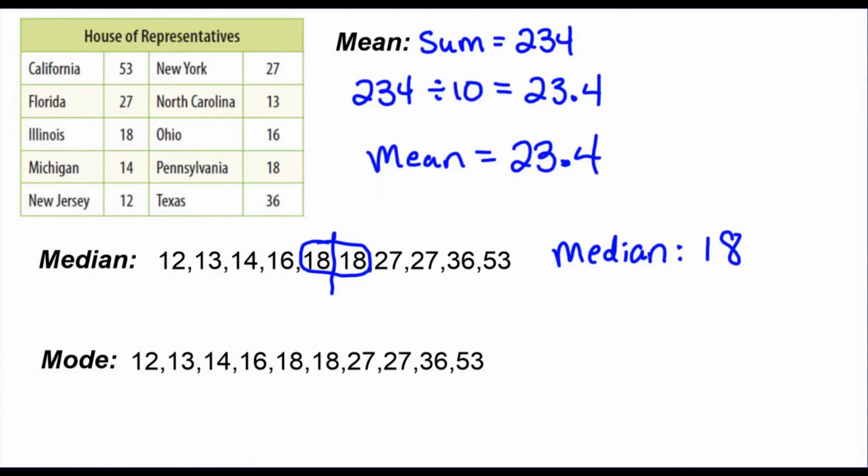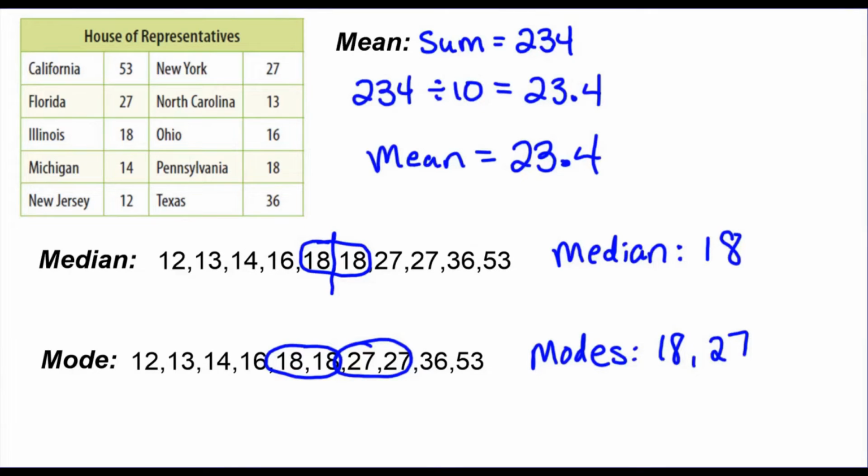And then the mode is just simply the most common number, the one that occurs the most frequently. And in our data set, again, I have them from least to greatest. And 18 repeats twice, and 27 repeats twice. That means this data set has two modes. They are 18 and 27.